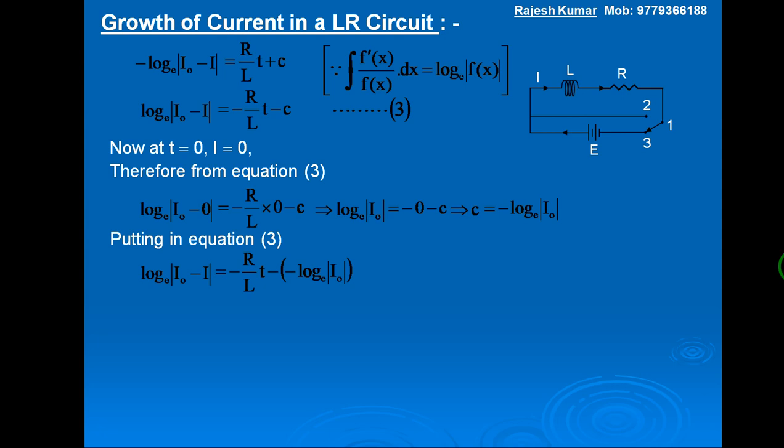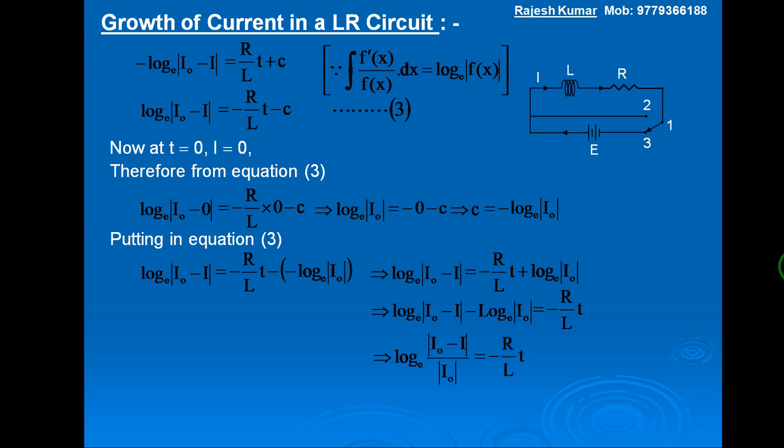Now minus into minus becomes plus, so we get log to the base e of I naught minus I is equal to minus R upon L into t plus log to the base e of I naught. By rearranging, log to the base e of I naught minus I minus log to the base e of I naught is equal to minus R upon L into t. Now using the formula log m minus log n is equal to log m upon n, we get log to the base e of I naught minus I upon I naught is equal to minus R upon L into t.